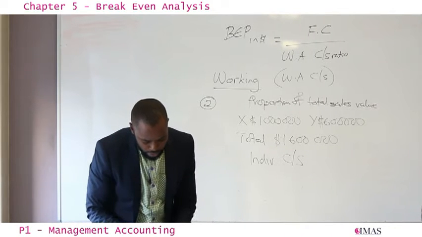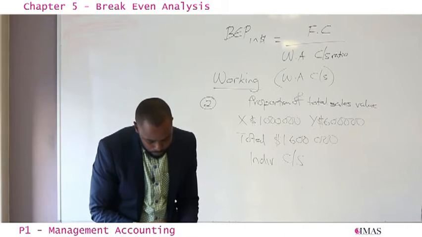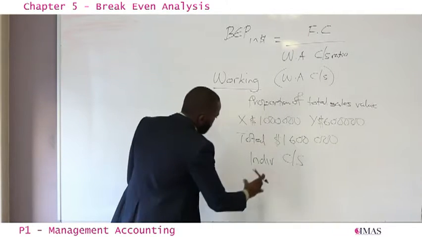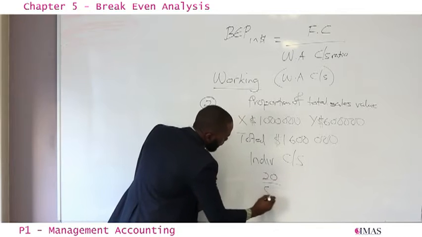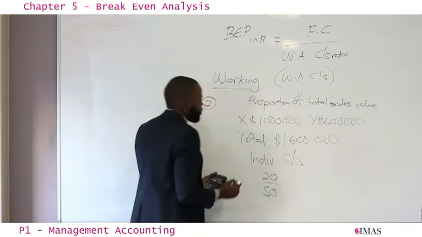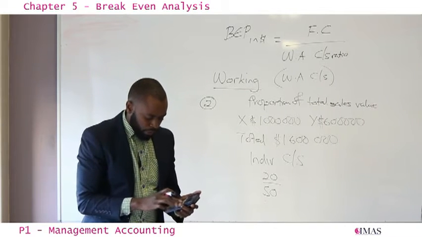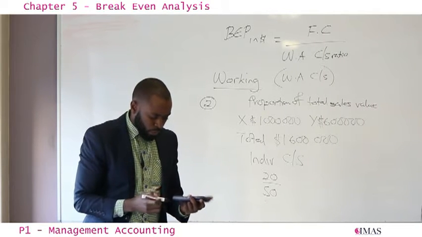So for product X, our contribution is 20. So 20 divided by 50, you can just change that to 0.4. So 20 divided by 50, that's 0.4.